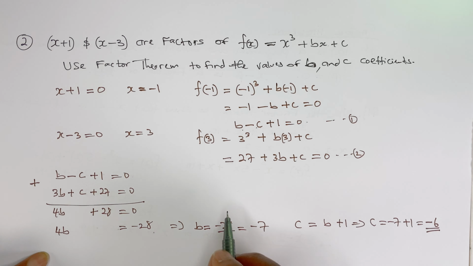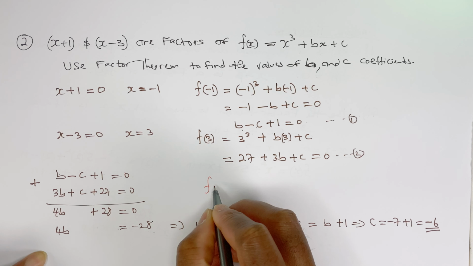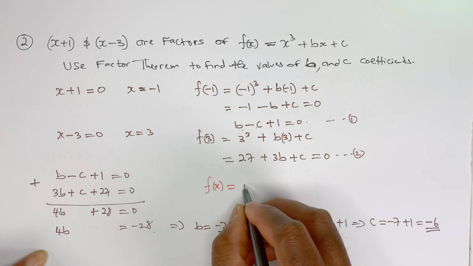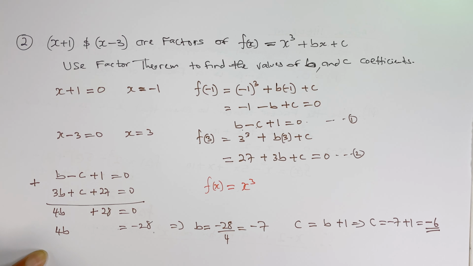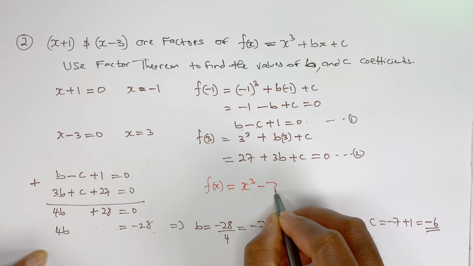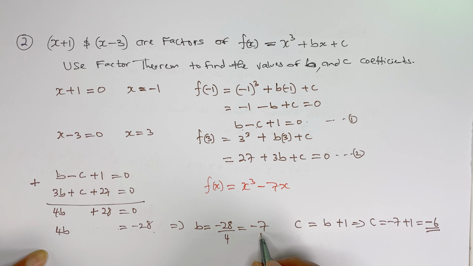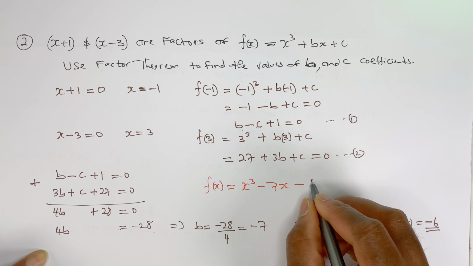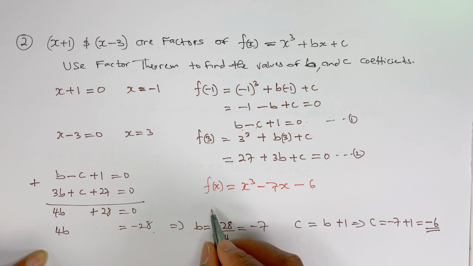And so if we write the equation as it should be, which is now f of x equals x cubed, b is minus 7, so that will be minus 7x, and c is minus 6, and that's the function.